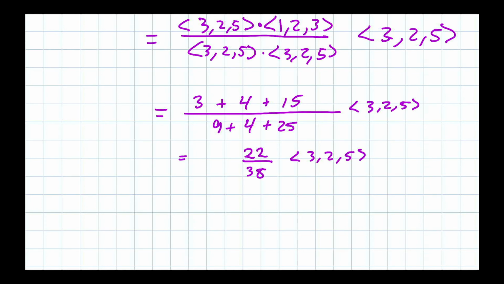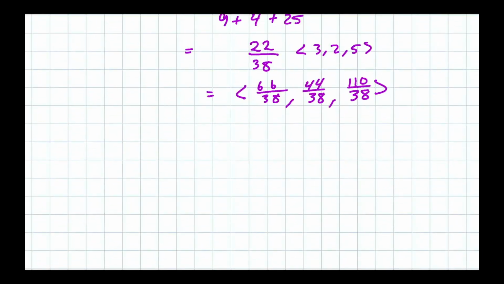Okay, so we got 22 times 3, 66, 22 times 2, of course, is 44, 22 times 5 is 110. Okay, so what I get is 66 over 38, 44 over 38, and 110 over 38, which can be reduced. Everything can be reduced.